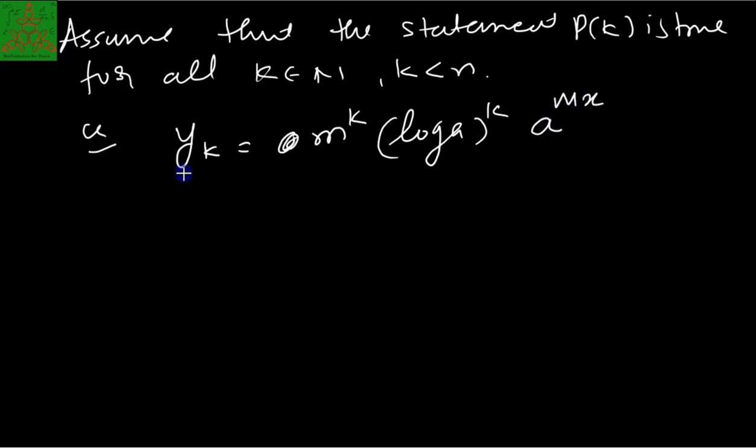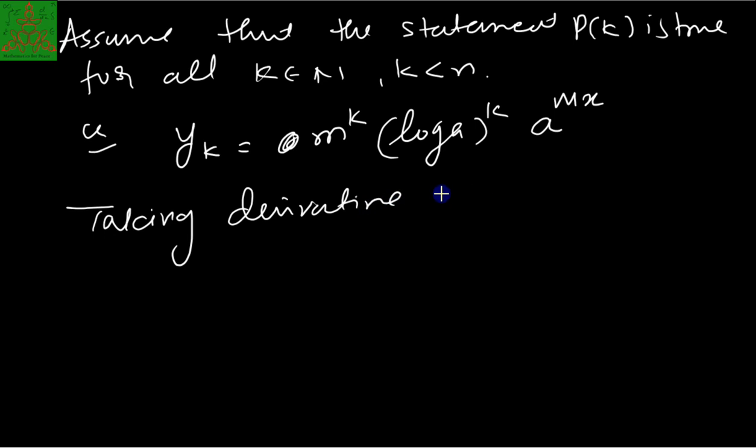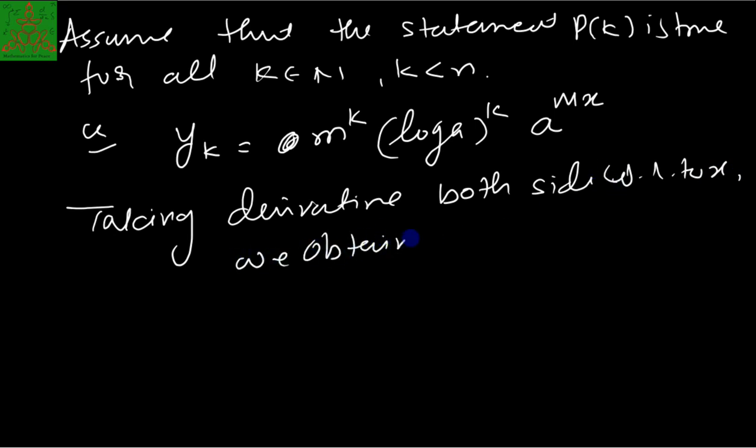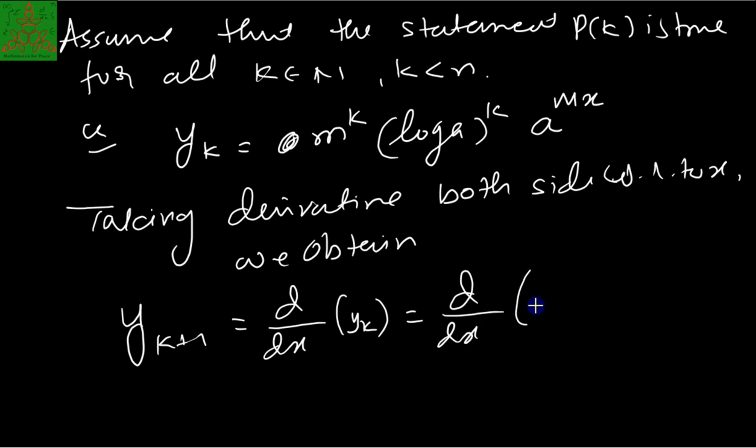Since this is the kth derivative, the third step is to prove that the result is true for k plus 1. So for that, I am taking a derivative of both sides with respect to x. We obtain that y_{k+1}, which is d by dx of y_k, which I can say is d by dx of m power k log a power k, a power mx.